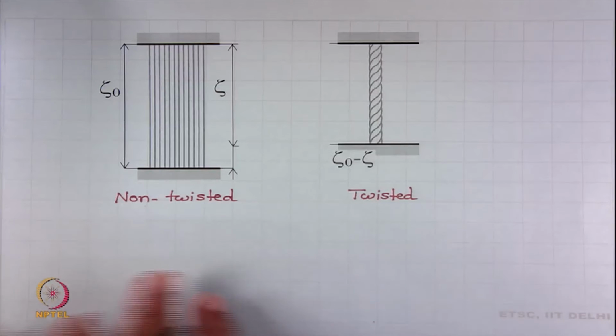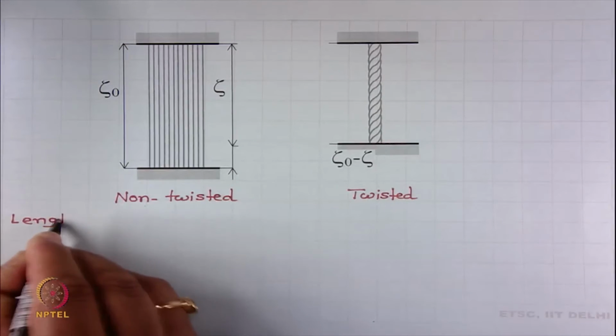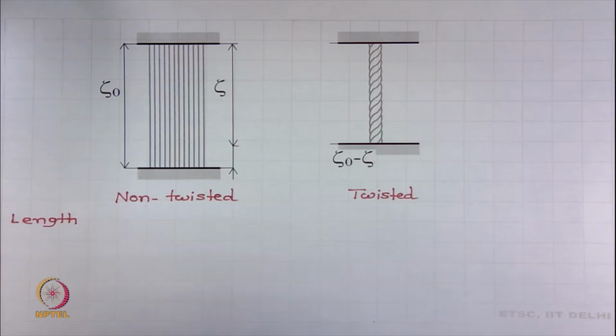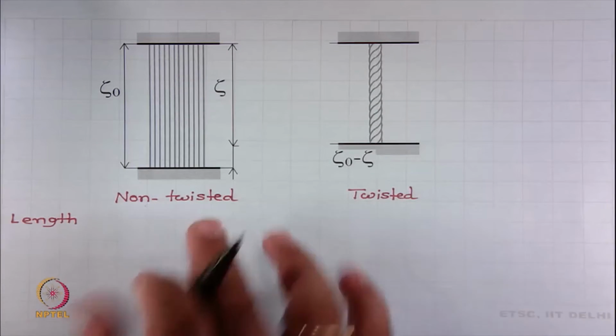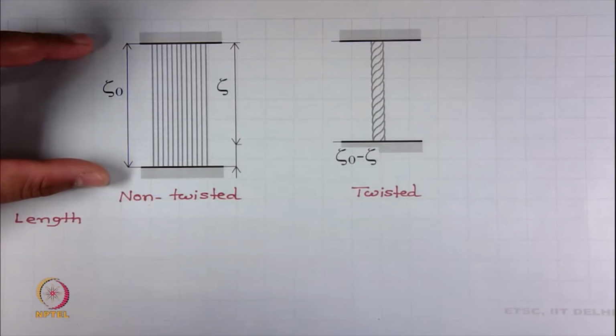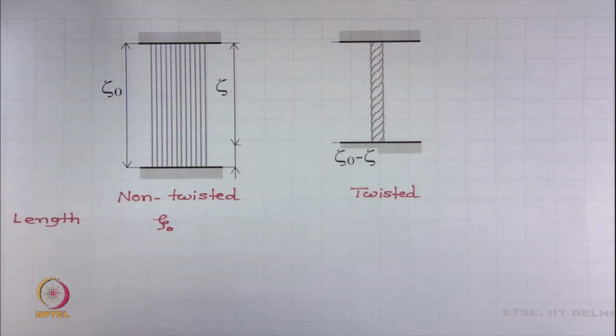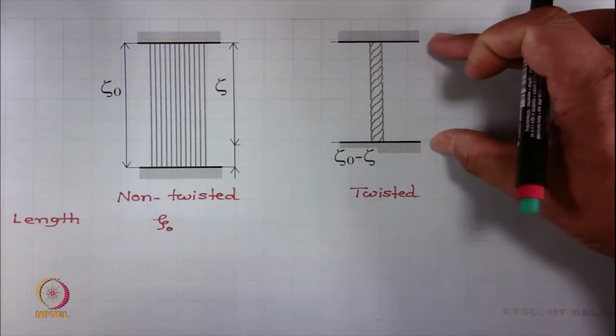Now, these two bundles, non twisted as well as twisted, have certain characteristics. Let us establish those characteristics first. The first characteristic is length. What is the length of this bundle? It is zeta naught. What is the length of this twisted bundle? This length is zeta.